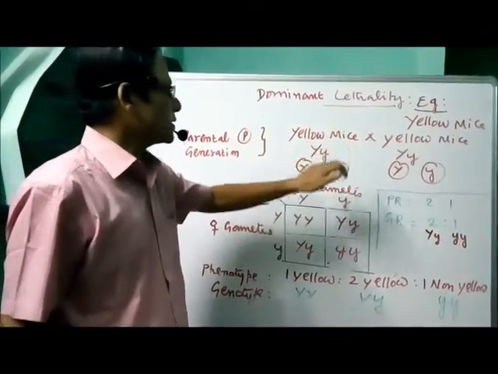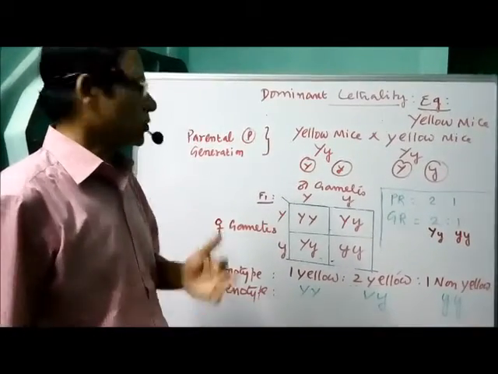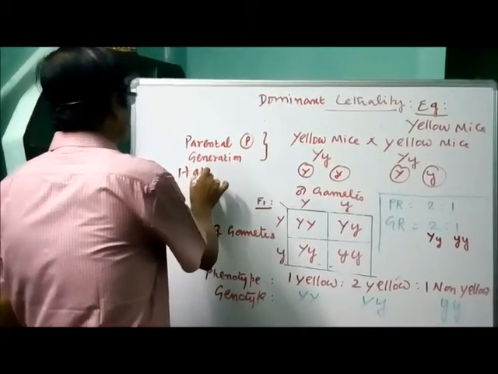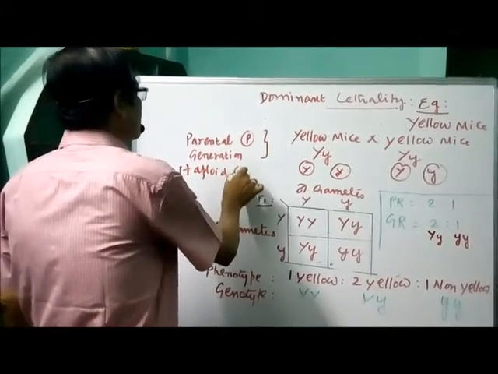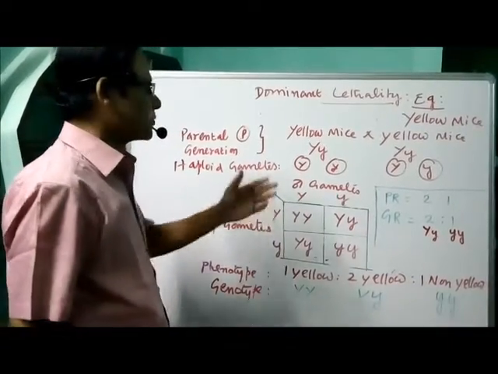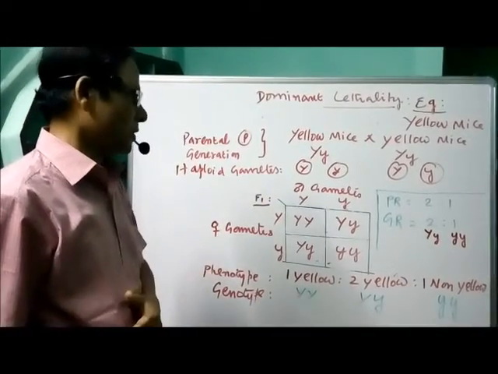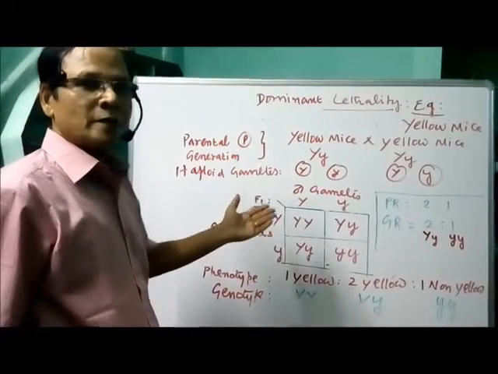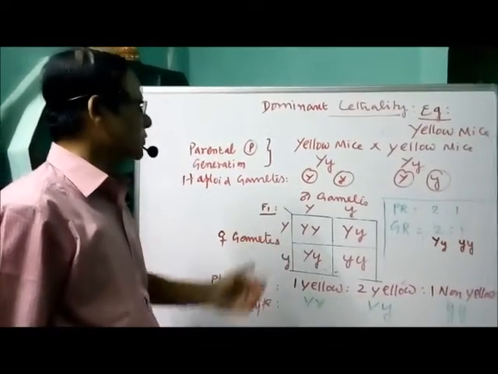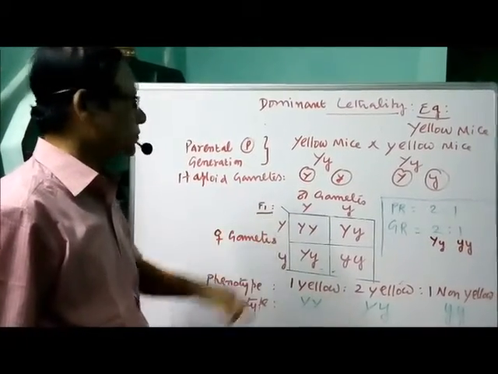So, two yellow mice which are heterozygous for the color were crossed. They produce haploid gametes: 50% with capital Y and 50% with small y, that is, 50% with the dominant allele and 50% with the recessive allele. Now, by means of random combination, we have received the following results in F1, because these two are the parents, so the result obtained is F1.